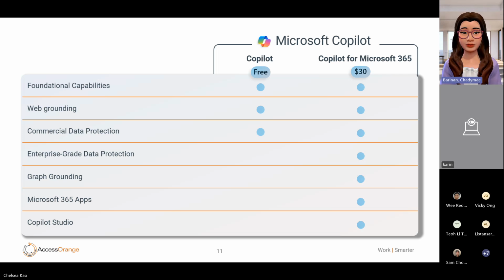With Copilot Studio, you can build your own chatbot, but the limitation is you can only publish it within your organization, meaning within Microsoft 365. If you want to create your chatbot and publish it externally, then you would need to buy an additional add-on, which is Copilot Pro. Yeah, so these are the main differences between the free version and Copilot for M365.